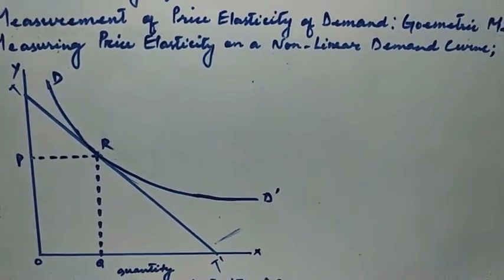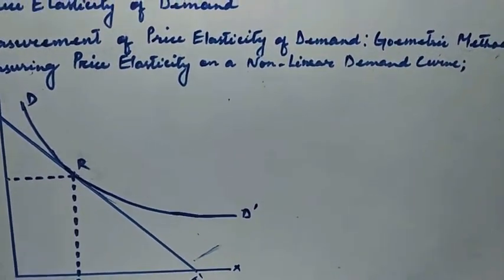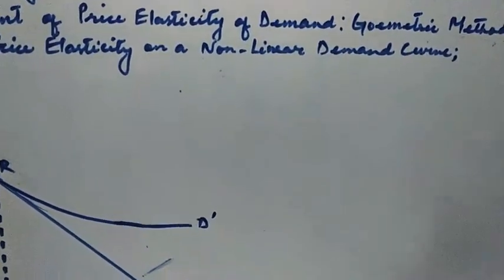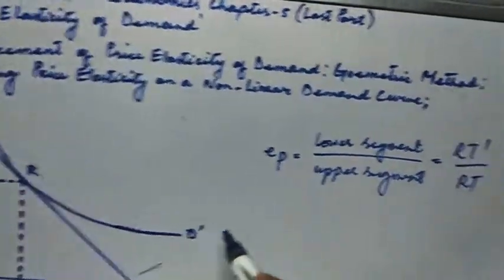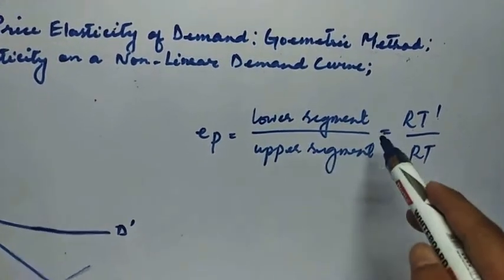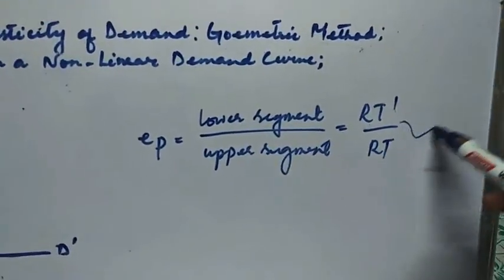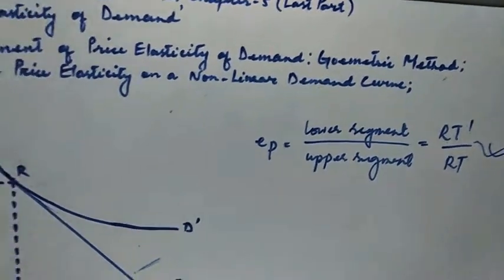So what will be the formula for this demand curve DD', which is a non-linear demand curve? The formula for this demand curve will be lower segment divided by upper segment, where the lower segment we have is RT' and the upper segment we have is RT. That is how we find the price elasticity for a non-linear demand curve.